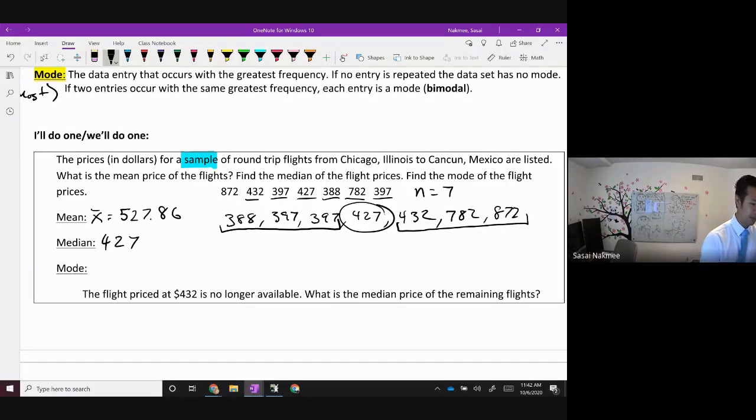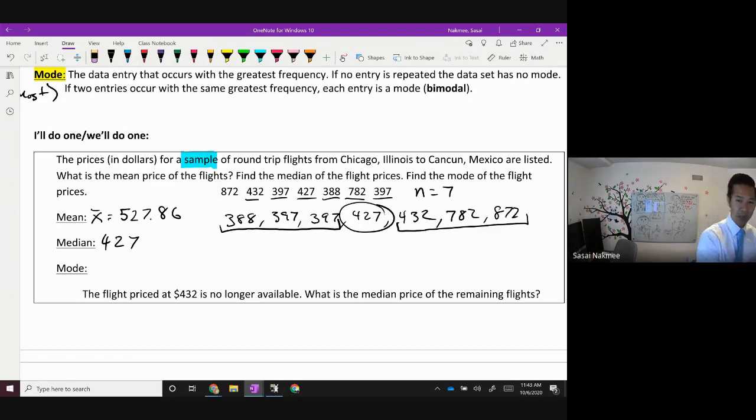And you'll say, that matches with that one earlier. And that's just by coincidence, guys. It's not always going to be the case, right? So make sure you put it in order first and then look for the number that is in the middle right there. And then the last one is the mode, right?